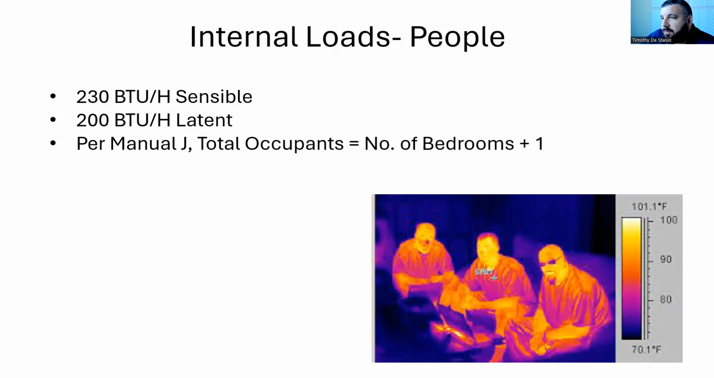Per Manual J, if you want to know how many occupants are in the house, count your bedrooms plus one. But let's say you're doing a job for a Mormon family that has like 12 kids. Just because it's a 4-bedroom house does not mean that you're just going to have 5 occupants. If you see that there are 12 occupants in the house, you put 12 occupants because that is the real world.